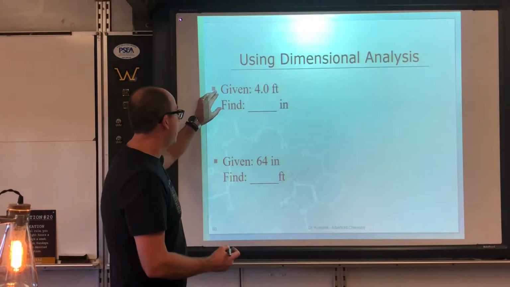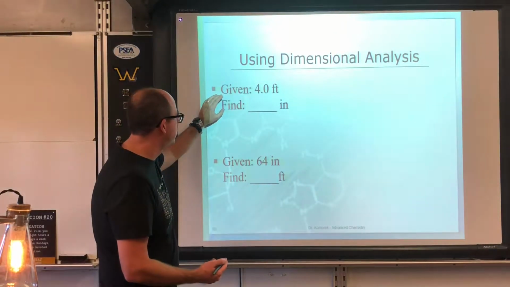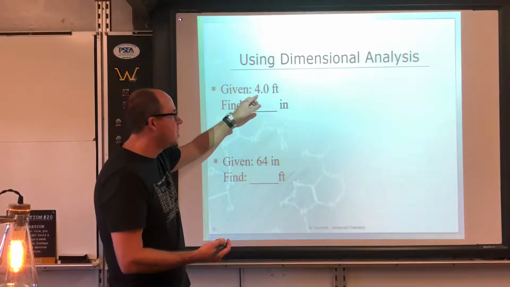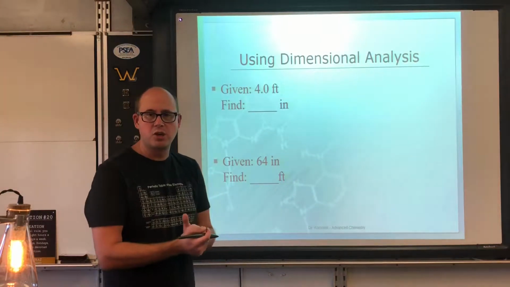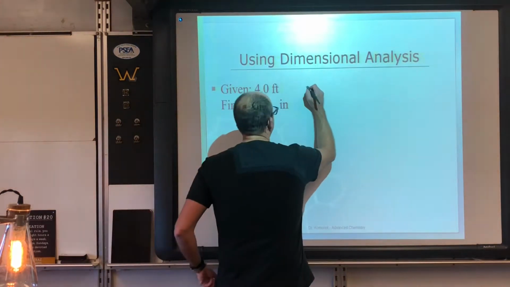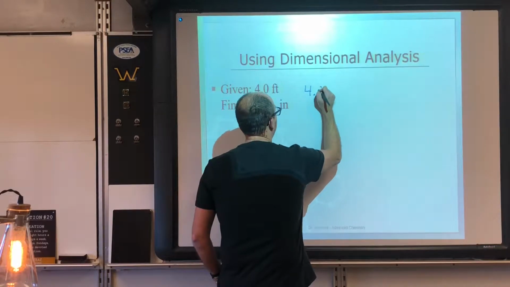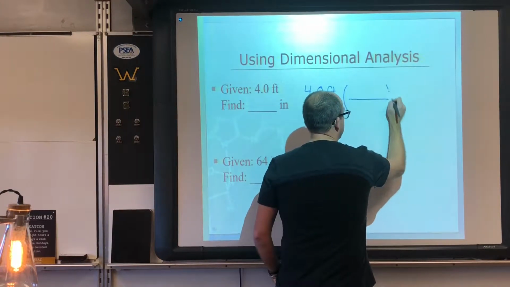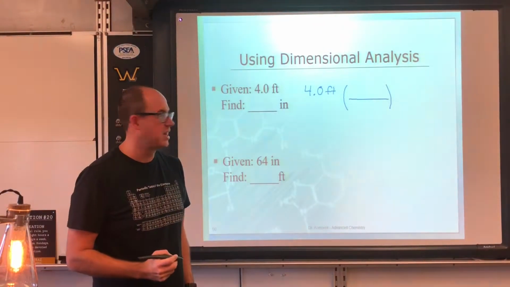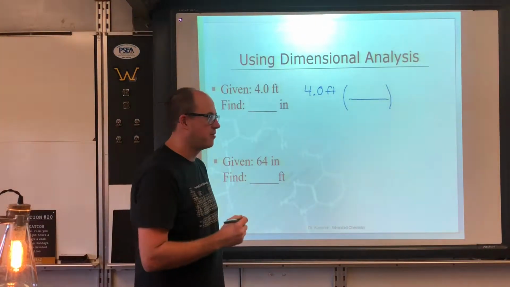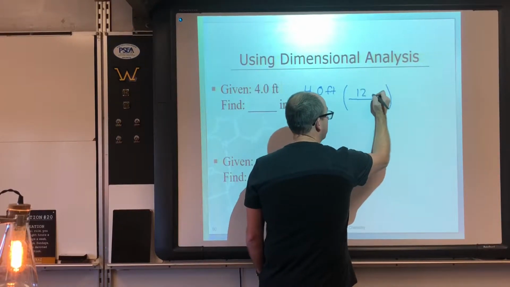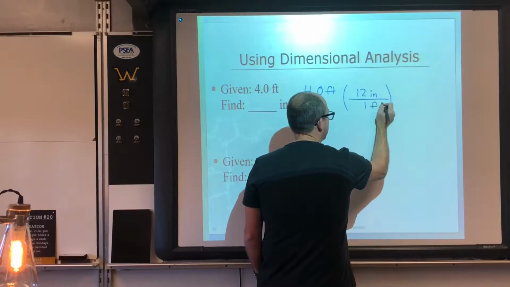In this problem, we start simple with something that you could probably do in your head, 4 feet converted to inches. Since there's 12 inches in a foot, we know that this is going to be 48 inches. But to show you how to use dimensional analysis, we take the 4.0 feet and we multiply it by a conversion factor, which is a number equal to 1 that shows us how the two things relate. There were two different ones on the previous slide. We can write it as 12 inches over 1 foot or as 1 foot over 12 inches. We'll pick to write as 12 inches over 1 foot.